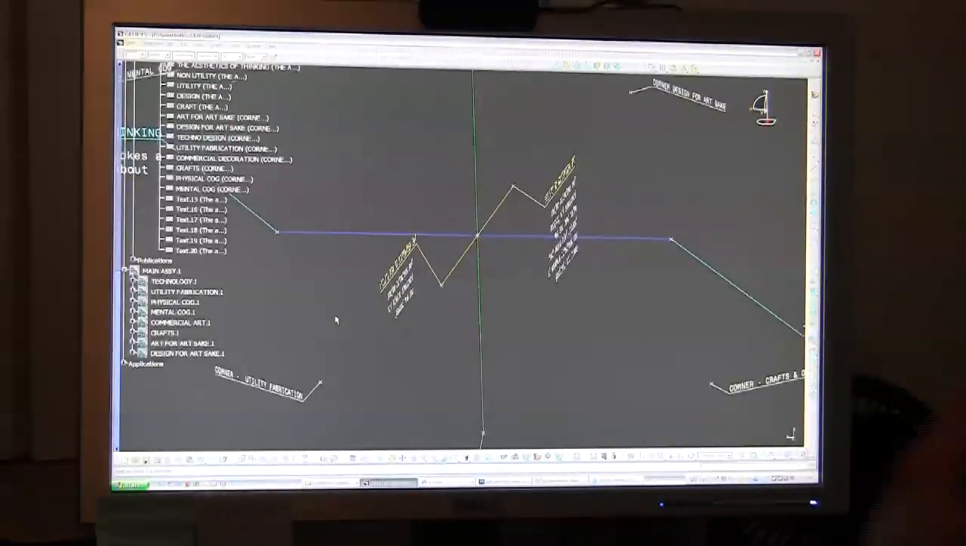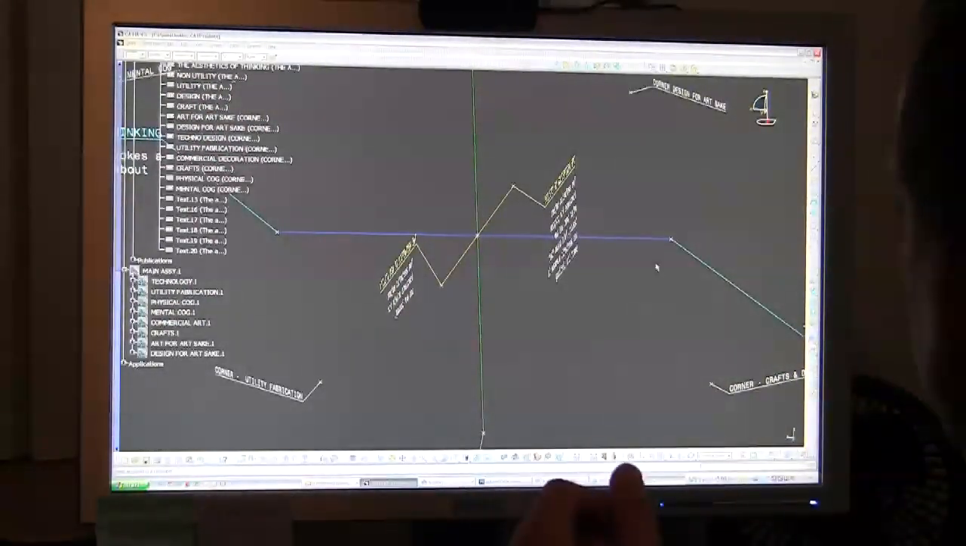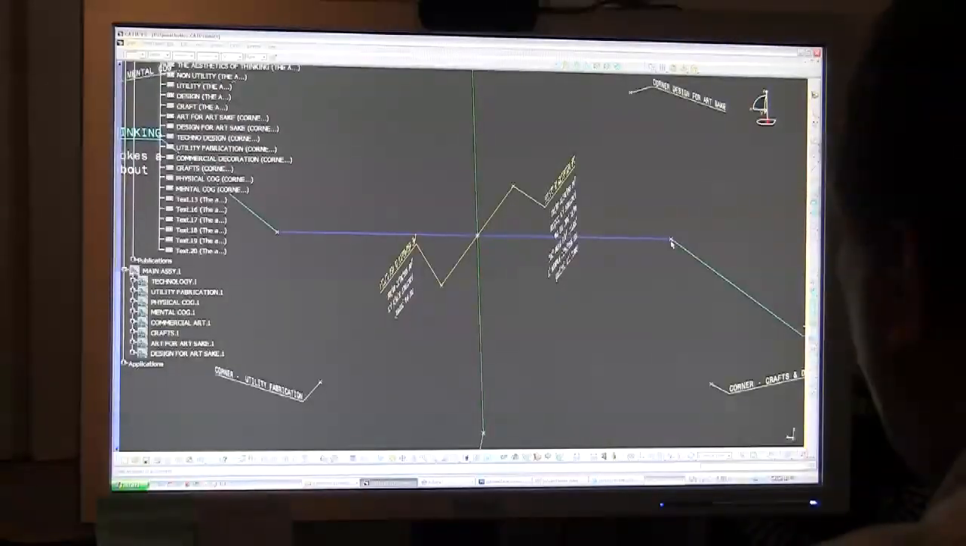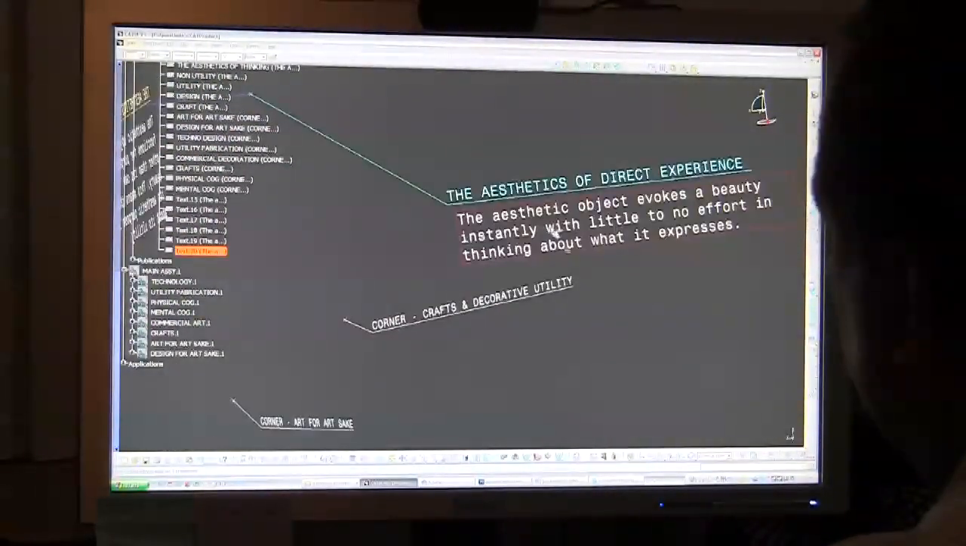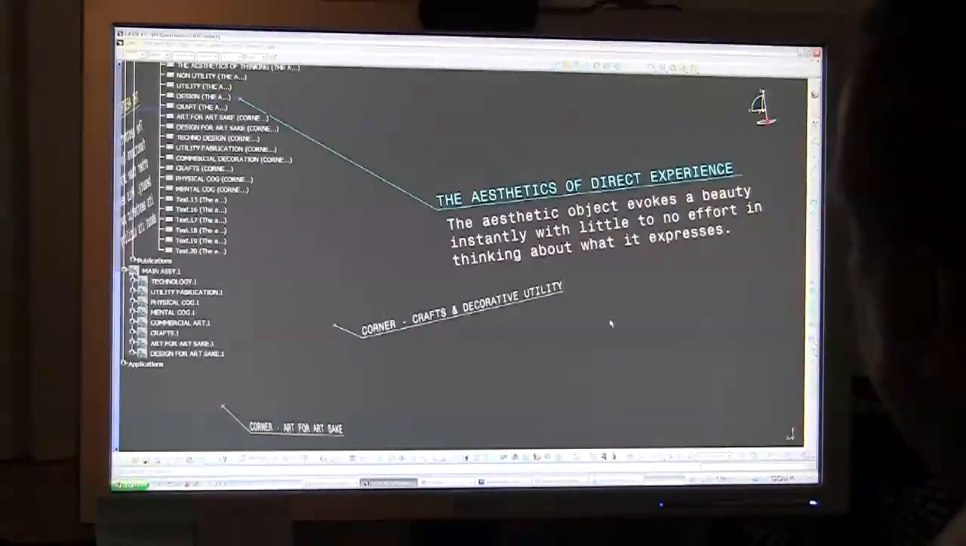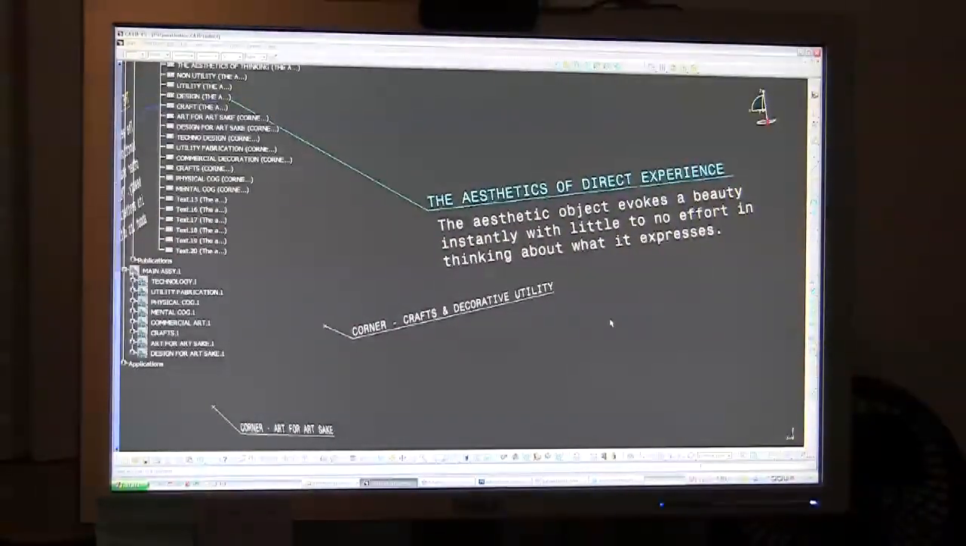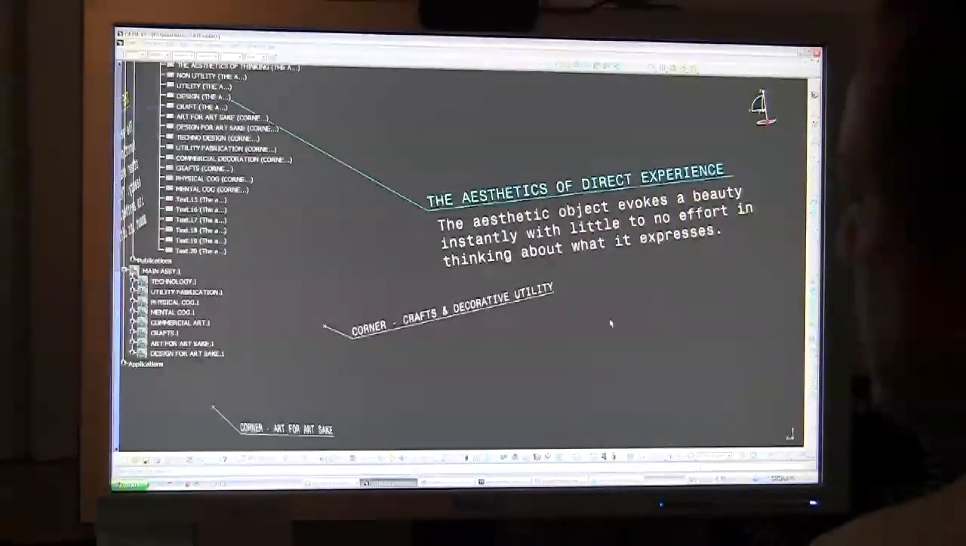And so we have this blue line, and at one end of the blue line we have the aesthetics of direct experience. And what this is, the aesthetic object evokes a beauty instantly with little to no effort in thinking about what it expresses. So that's at one end of the spectrum.